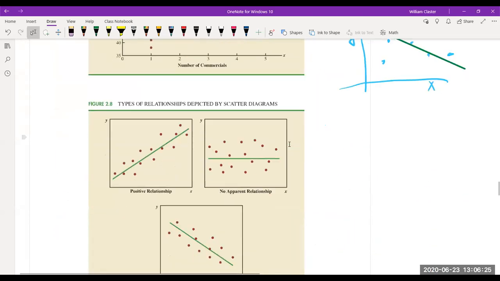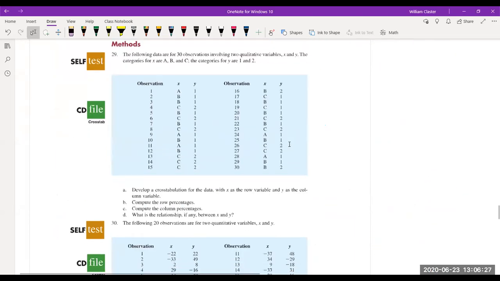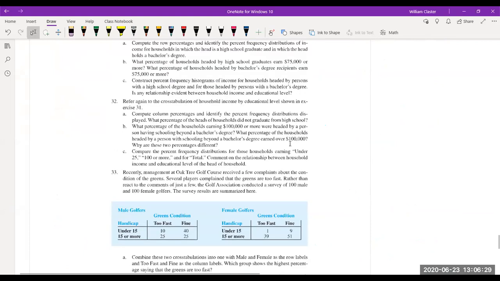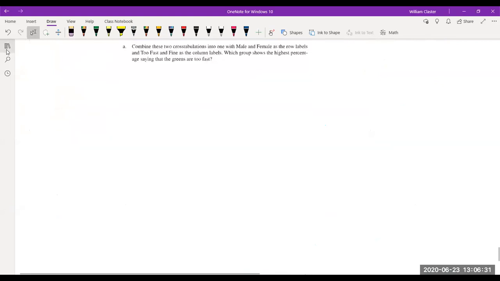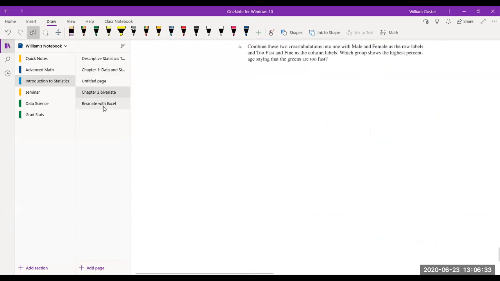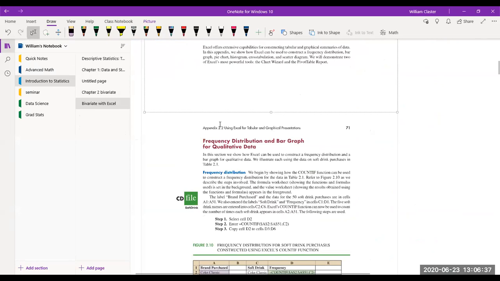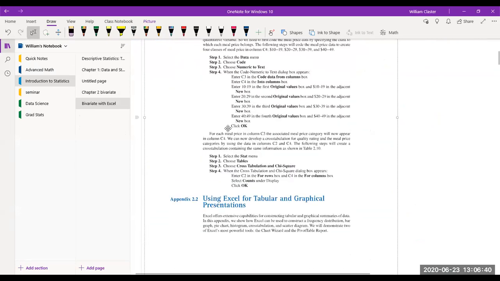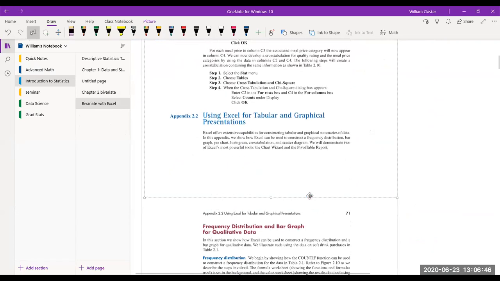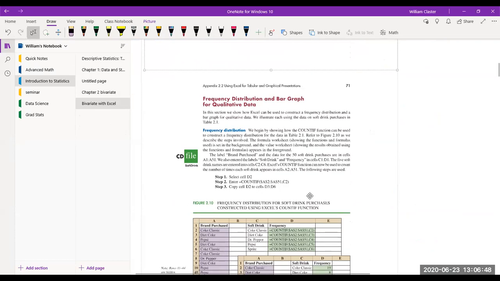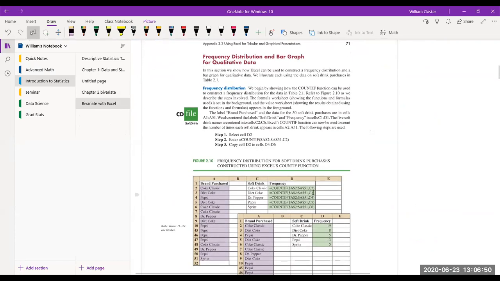Okay, so we did this, we did that. All right, now let's talk about how to deal with bivariate data in Excel. So, using Excel for tabular and graphical presentations.